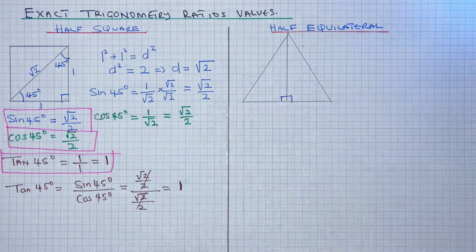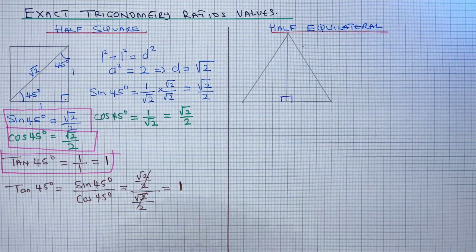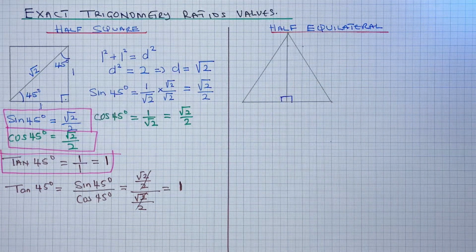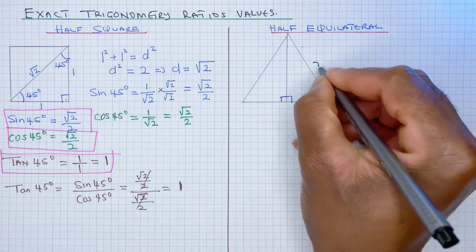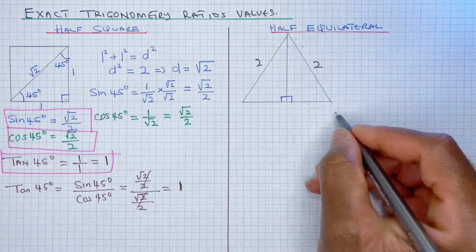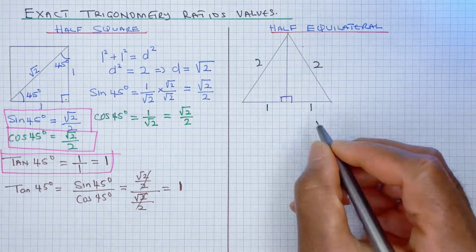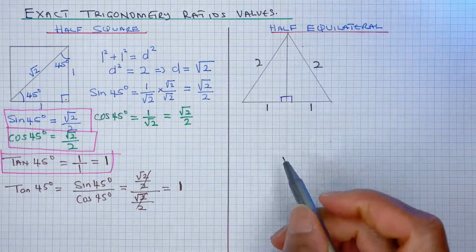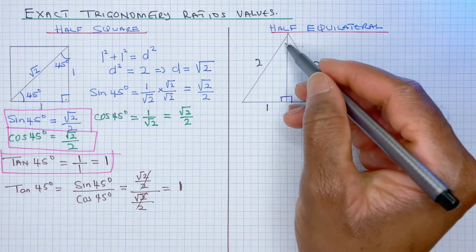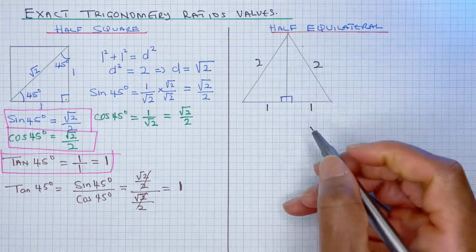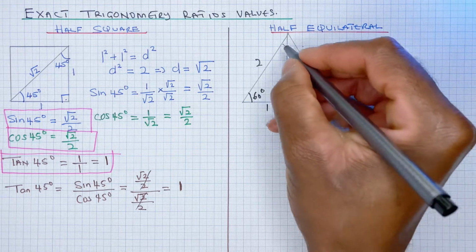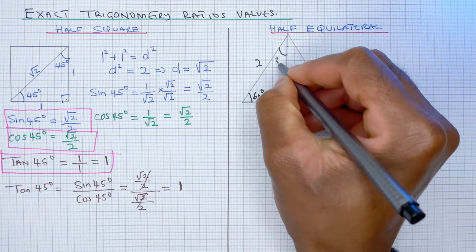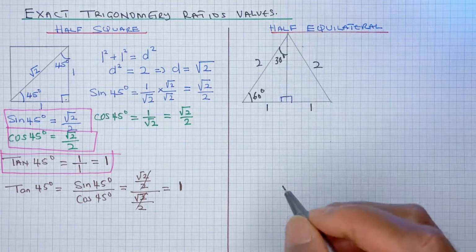Now let's go for the equilateral triangle. We're going to look at a half there again. So in this case, let's say this is 2, 2, and that's 2. Obviously that'll be 1, 1, because equilateral triangle, equal sides and equal angles, 60, 60, 60. So if this is 60 here, that must be 30 degrees.